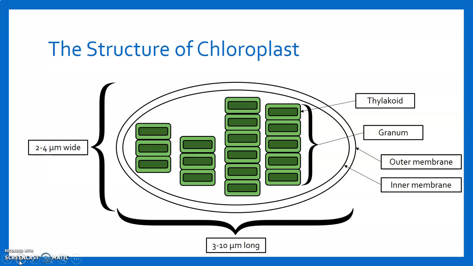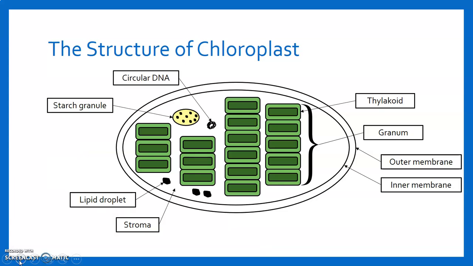The thylakoid membranes are surrounded by a semi-fluid stroma. Stroma contains other elements such as circular DNA, starch granules, and lipid globules.